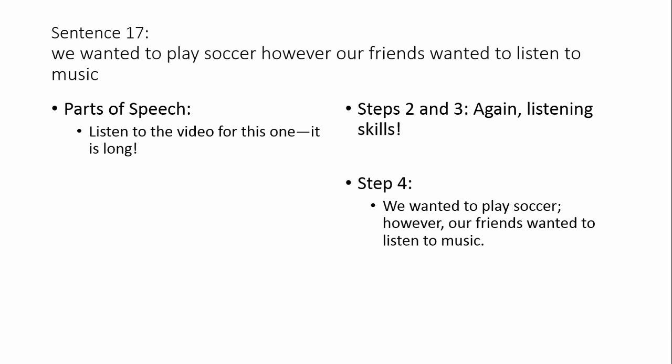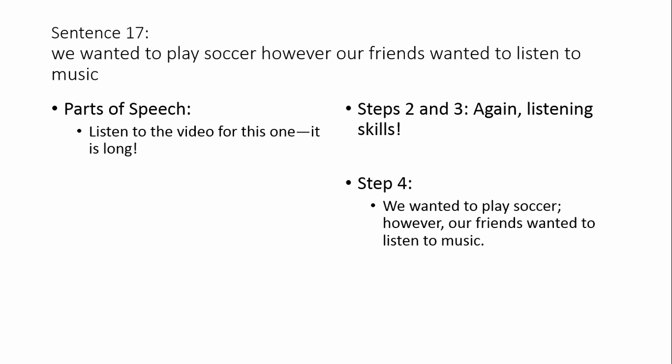Soccer is a noun, however, is a conjunctive adverb. So that's a little bit different. That's joining those two thoughts together, and that's typically going to alert you to a semicolon. And then our is a first person pronoun. It's possessive, so one pos pro, first person possessive pronoun. Our friends, possessing friends, which is a noun. Wanted is a past tense action verb again. And then we have to listen, also an infinitive there. To is a preposition, and music is a noun.